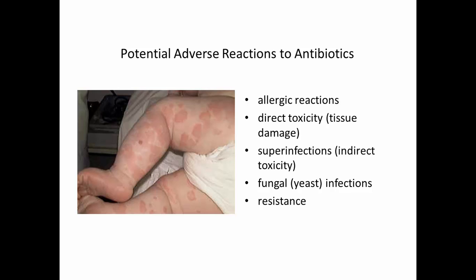A third one is what's called superinfections, or indirect toxicity. A superinfection is a new infection with different resistant bacteria or fungi as the result of killing off the normal flora in the intestines or in mucous membranes. So, for example, especially if a person takes a broad-spectrum antibiotic, they may get rid of our natural bacteria in the intestine, and then more drug-resistant bacteria or fungus moves in, and we call a fungus a yeast infection.